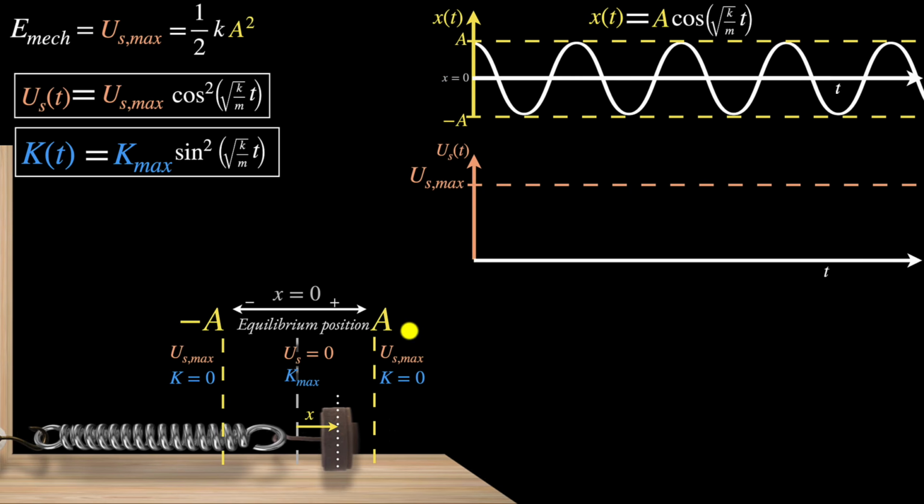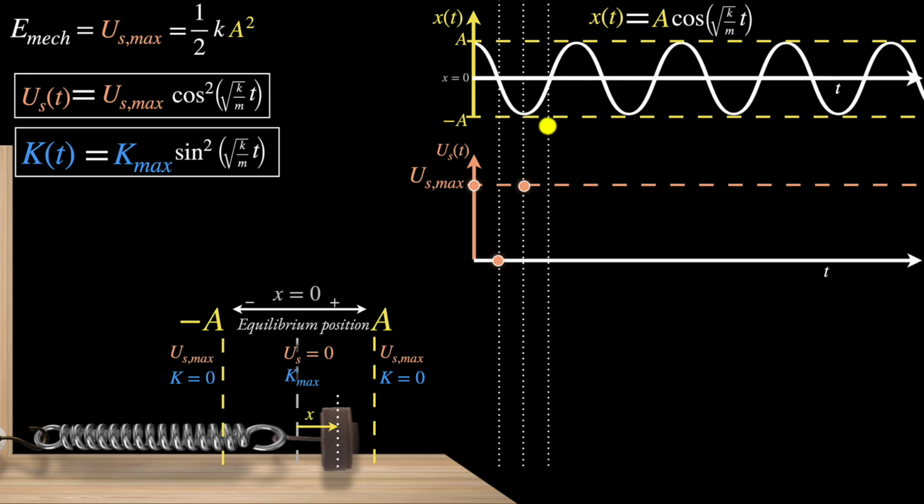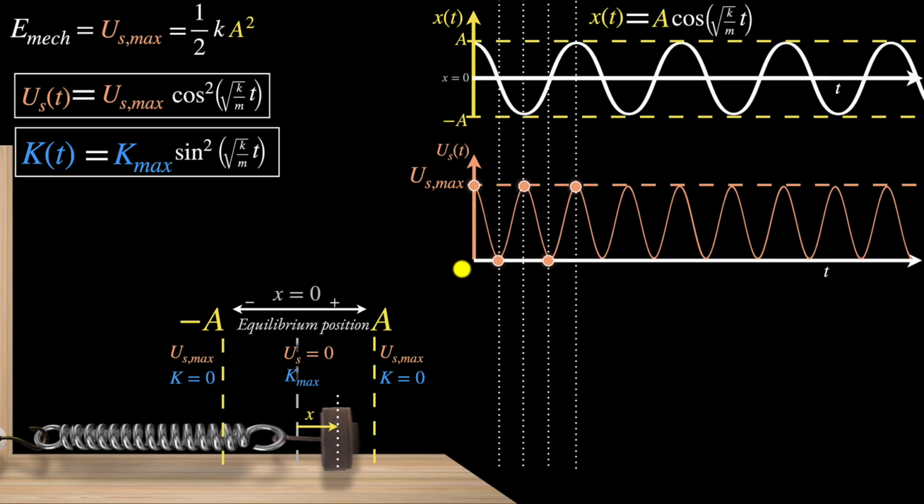At this location, my potential energy is maximum. When my mass comes to 0, that's the equilibrium position, and my potential energy at this position goes to 0. And then over here, again, my potential energy goes to maximum. We go back to the equilibrium position, so it goes back to 0. We go back to an amplitude position, so it goes back to the maximum. And so you can visualize the graph looks like this. That curve over here would be a cos squared curve, and that looks like this.